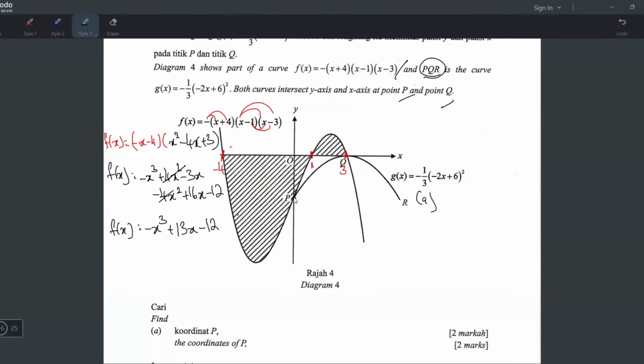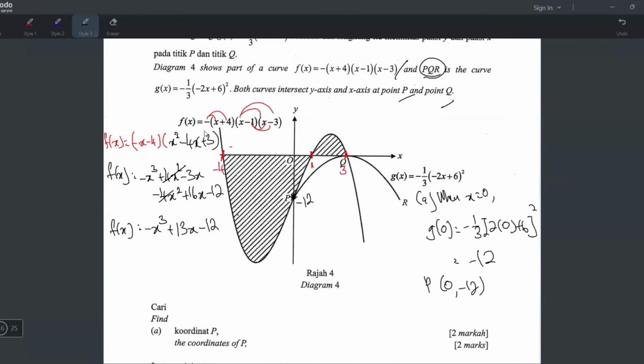Okay, point P is actually very easy to find because this is the y-intercept for this quadratic curve. So what you can do, just sub x equals 0 lah. Because you're trying to find the y-intercept, right? So sub x equals 0, because the x coordinate of this point would be 0. Okay? So it becomes g(0) equals negative 1/3, big bracket, 2x plus 6 square, and then here substitute 0. So it becomes 2 times 0 is 0, 0 plus 6, 6, 6 square, 36, 36 divided by 3 is 12, so negative. So this point is (0, negative 12) lah. That's the point P, and I will label it here also.